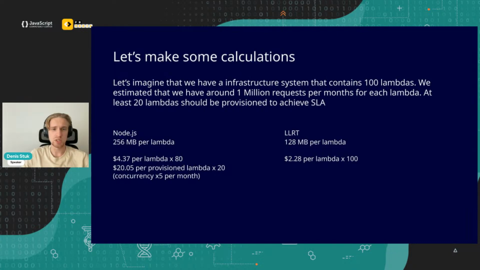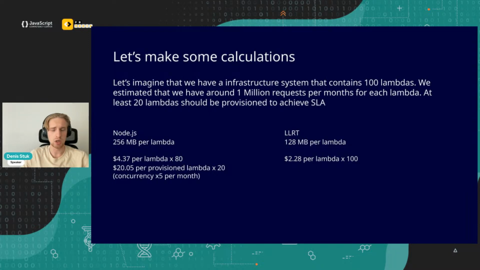For this example, I assume that we have something around 100 lambdas, and it is a quite high load system with 1 million requests per month for each lambda, and at least 20 lambdas should be provisioned to achieve SLA. So for Node.js, for example, I will need to use something around 256 megabytes per lambda because we already took something around 80 megabytes, and it makes sense to increase the memory size to 256.